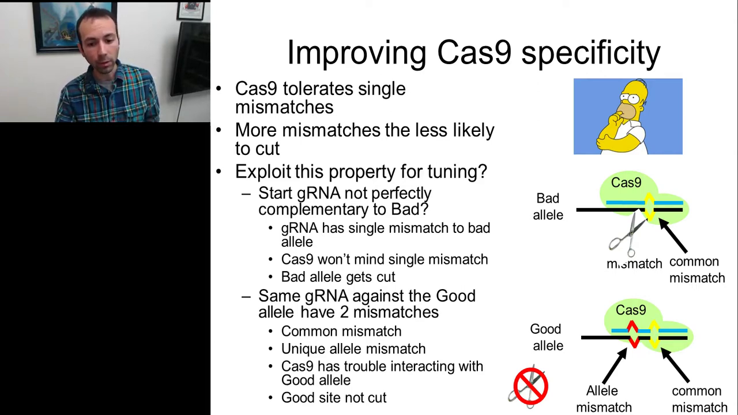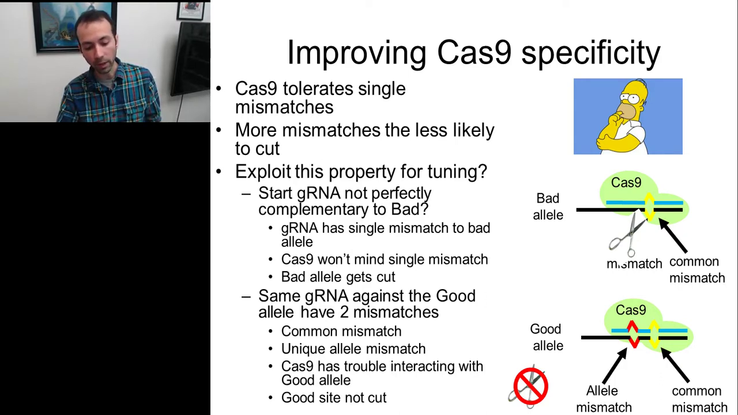So we said, what if we started with a guide RNA that wasn't actually perfectly complementary to the bad allele? So let's say it had one mismatch to the bad allele. Well, once again, here's a single mismatch. Once again, Cas9 probably won't mind that mismatch, and so likely it'll cut the bad allele. On the flip side, that same guide RNA actually has two mismatches against the good allele. It's got one that's the common mismatch, that's mismatched on both targets, and the second one, which is the allele mismatch, that's unique to the good allele.